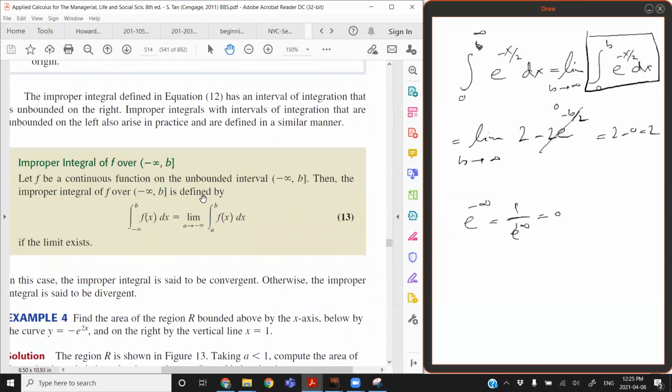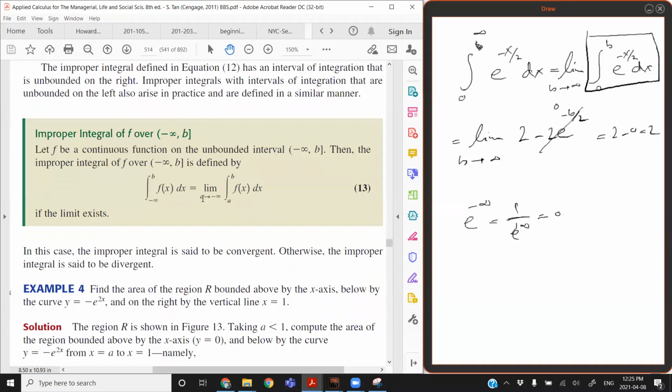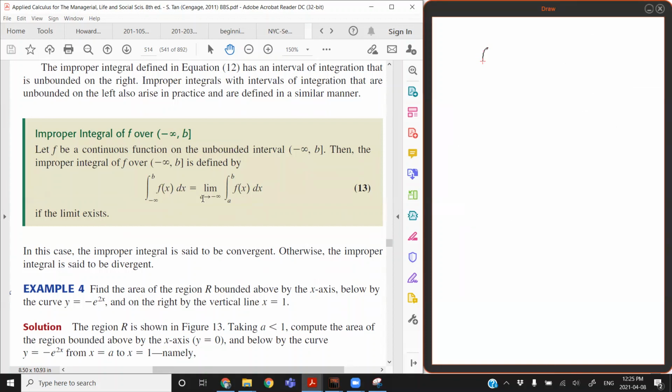Okay, so what do we do if we have an improper integral in the form from negative infinity up to a certain number b? So if you have the integral from negative infinity up to a certain number b of f of x dx, we're going to use the same approach. In this case, we're going to replace negative infinity with a. So it's going to be the integral from a to b of f of x dx. And then we take the limit of this as a approaches minus infinity.